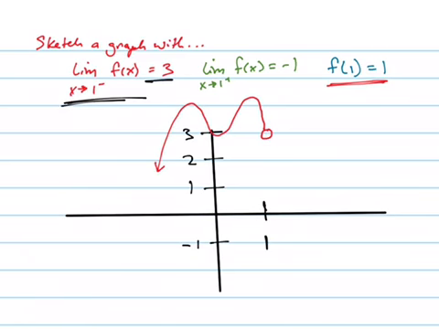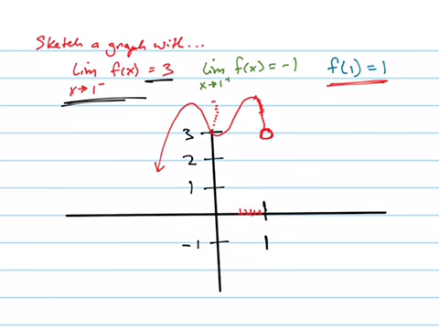Good. As long as from the left, you would expect, if you were on this graph right here, as the x value is getting closer and closer to 1, the y value is getting closer and closer and closer to 3. That's what that open dot means.